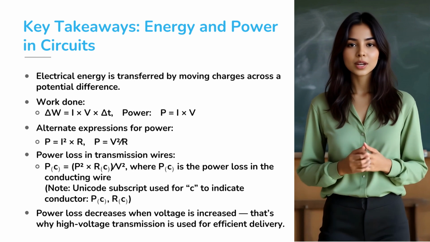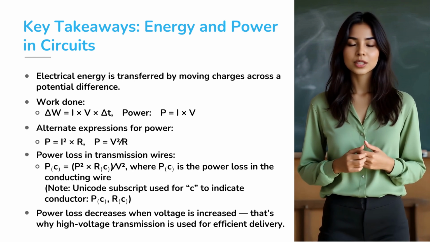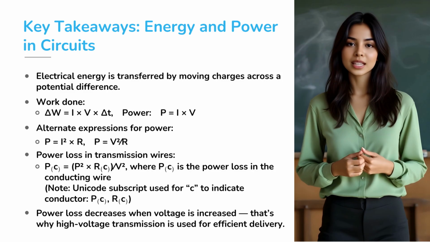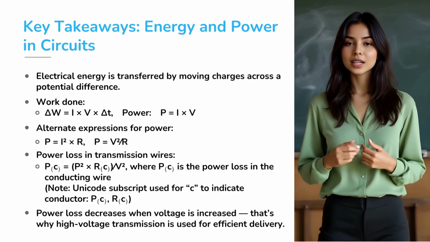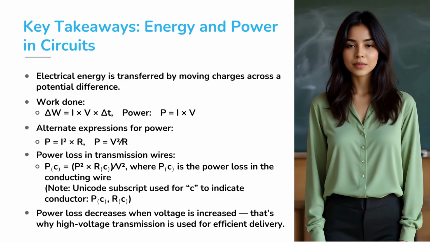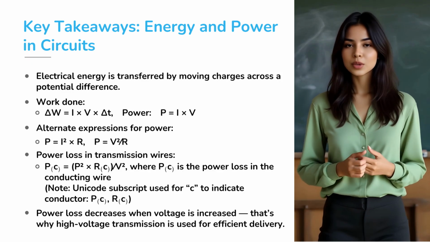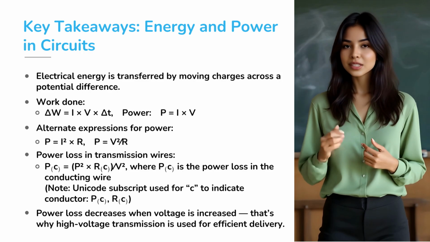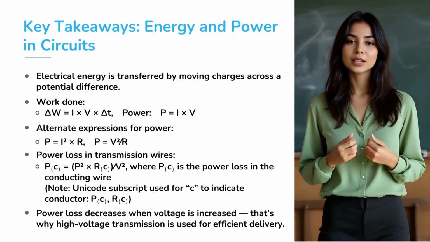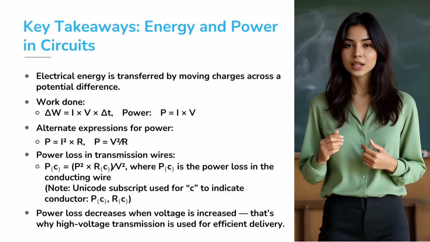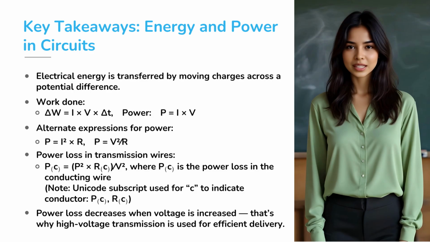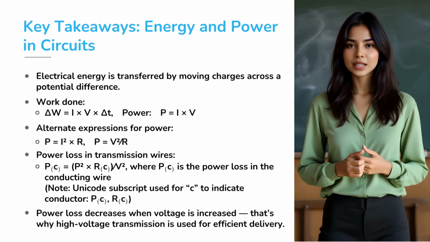Alright, let's quickly revise what we've covered. When electric charges flow across a potential difference, they lose energy. Work done is delta W equals I times V times delta T. Power is the rate at which that work is done, P equals I times V. We've also seen the alternate forms P equals I squared times R and P equals V squared divided by R. And don't forget, power loss during transmission is given by P sub C equals P squared times R sub C divided by V squared. That's why engineers use high voltage lines. It keeps the losses low and the delivery efficient.